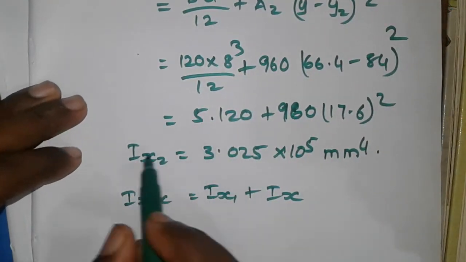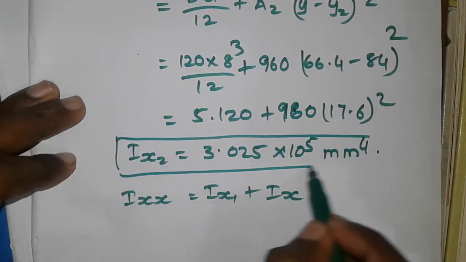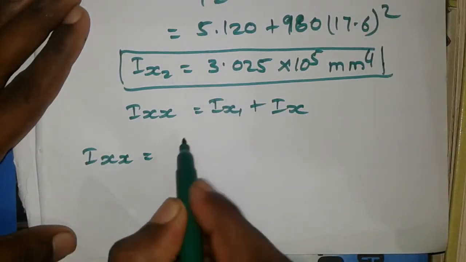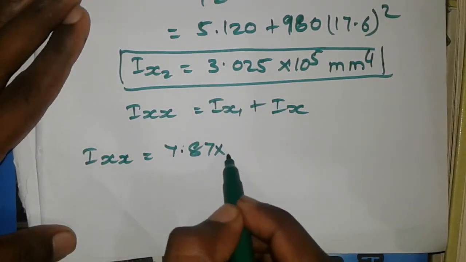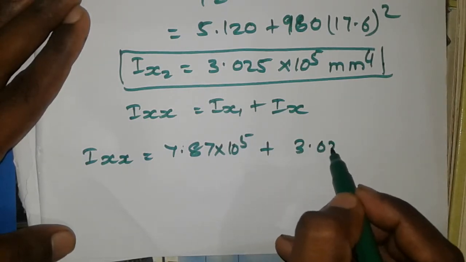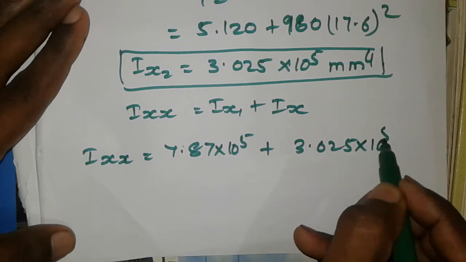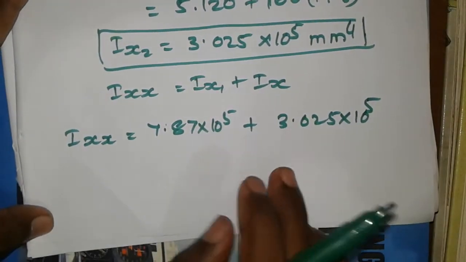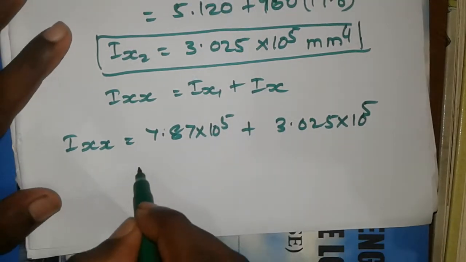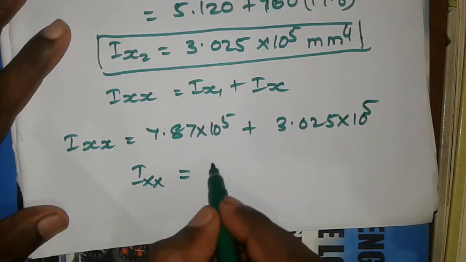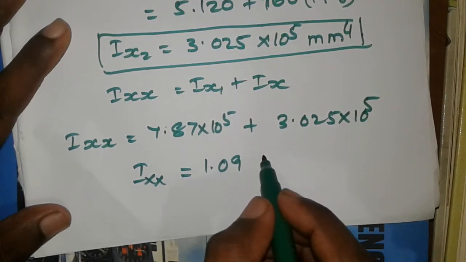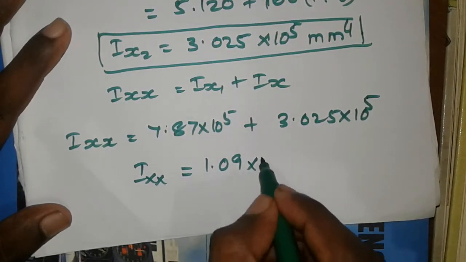Ix2 value here. Substitute these values. 7.87 into 10 power 5 plus 3.025 into 10 power 5. When we add these two equations, we will get a solution. Ixx is equal to 1.09 into 10 power 6.